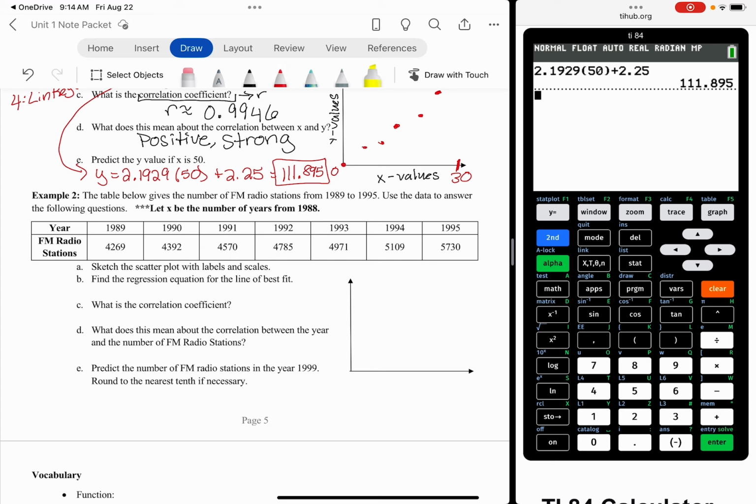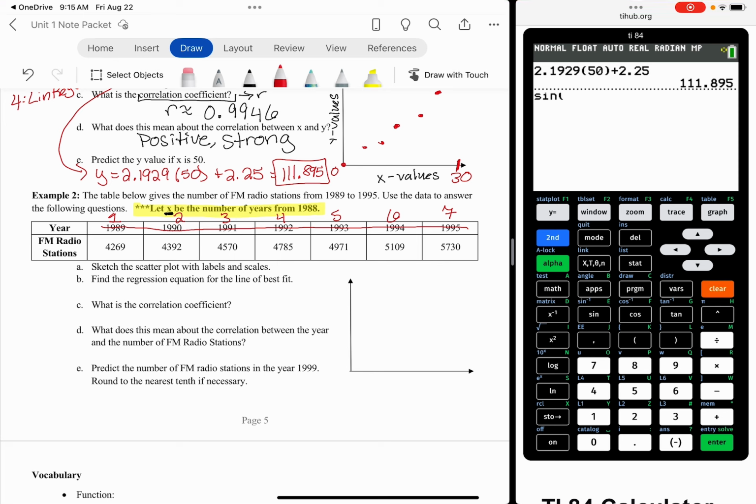Now this one has a disclaimer. It says, let X be the number of years from 1988. So we need to change this because we have years. We need to change it to our X values. From 1988, so we have 1989, that would be 1 year. 1990 would be 2, 3, 4, 5, 6, 7. So we are not going to use these years at all. We are just going to be using the 1 through 7 on the top.